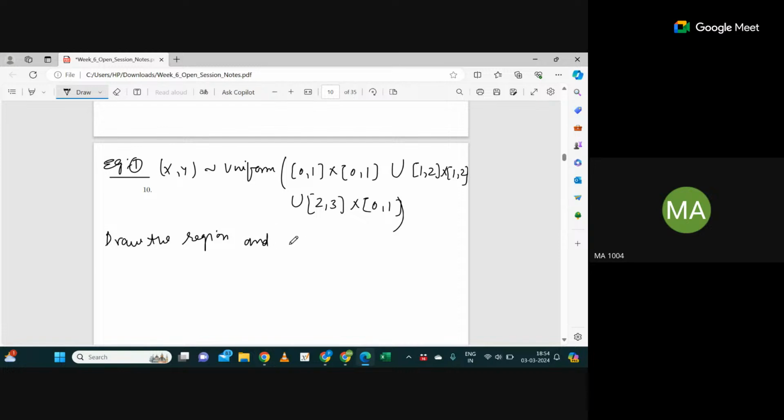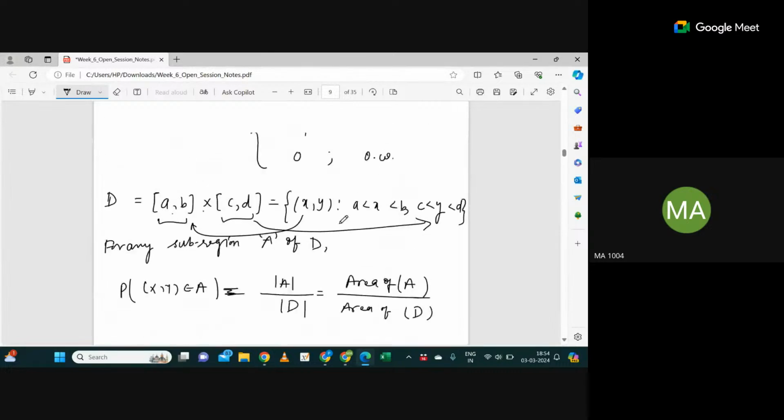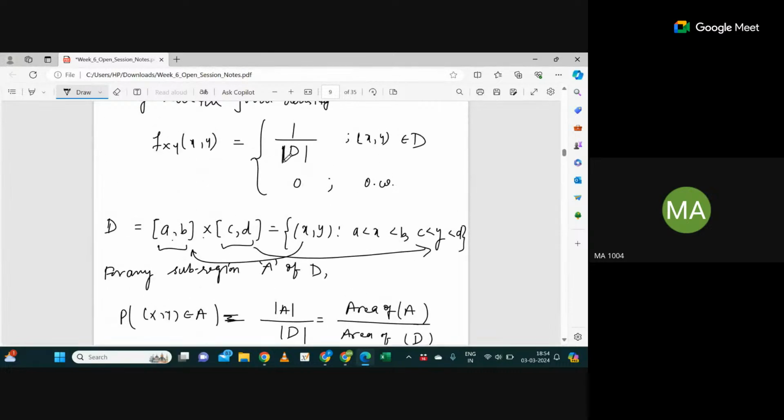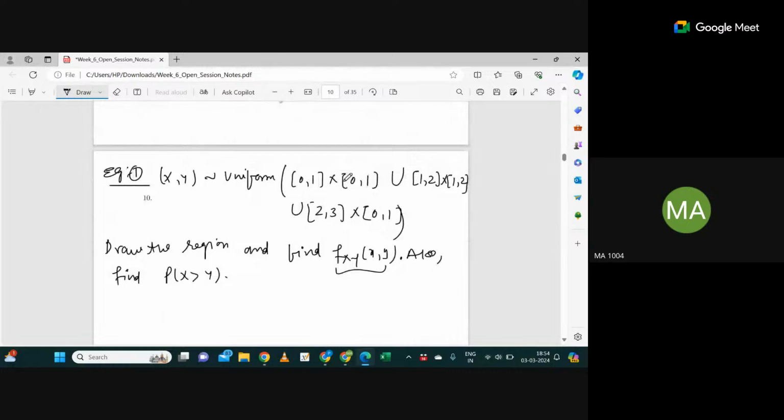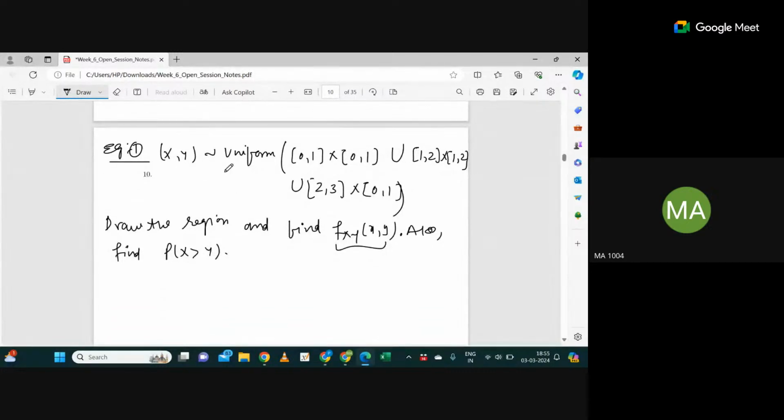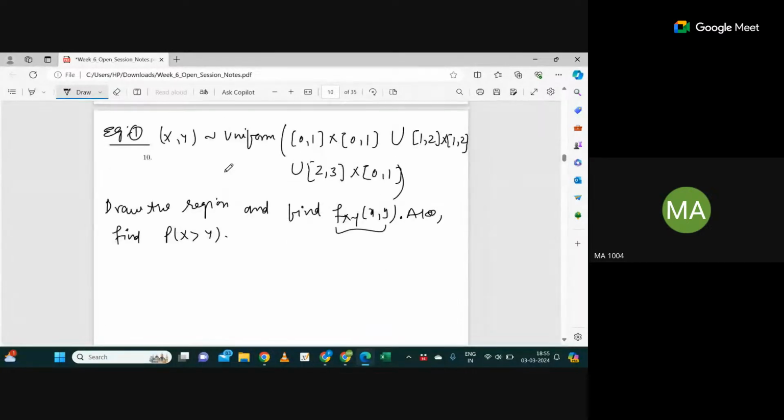And let's first find the joint density from this. And suppose a question is also to find the probability that x is greater than y. So first we will find this, and this is something we know how to define: 1 upon the absolute value of D. Now first of all we have to draw the region.